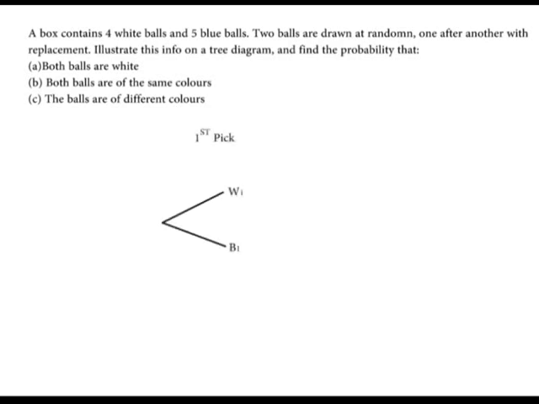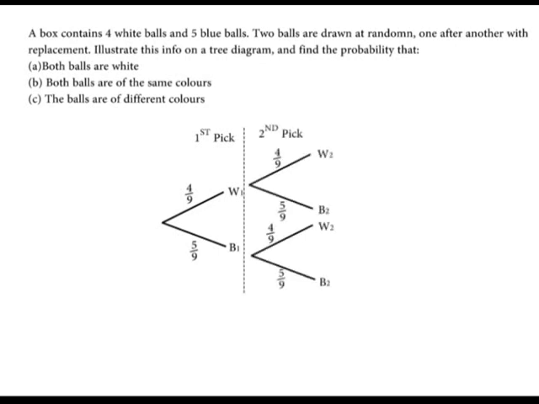Now this is a tree diagram. In the first picking, the probability of picking a white is 4/9, and the probability of picking a blue is 5/9. And the same for the second picking. So this is a representation of the information on the tree diagram. A. There is only one path with both balls being white. Therefore, the probability of white 1, white 2 is equal to 4/9 times 4/9, giving us 16/81.